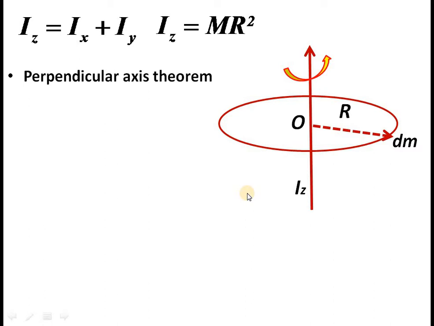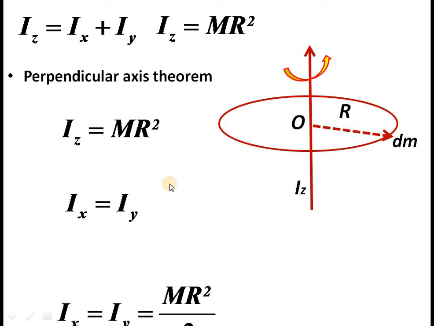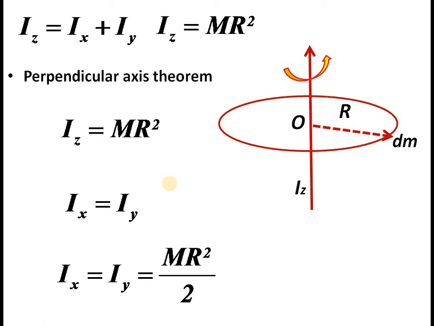You have learned this theorem in your school classes, so I am not repeating it here. Already we know Iz is equal to m R squared. Ix and Iy are numerically equal, even though they are mutually perpendicular. Their values are equal, Ix is equal to Iy, and their sum is equal to m R squared. That implies Ix is equal to m R squared by 2, and Iy is equal to m R squared by 2.